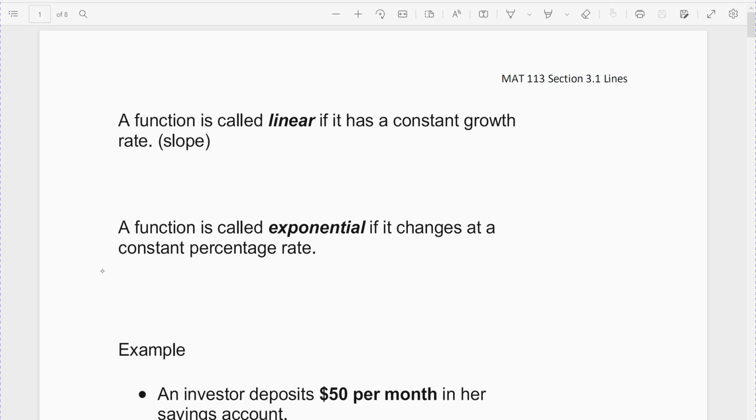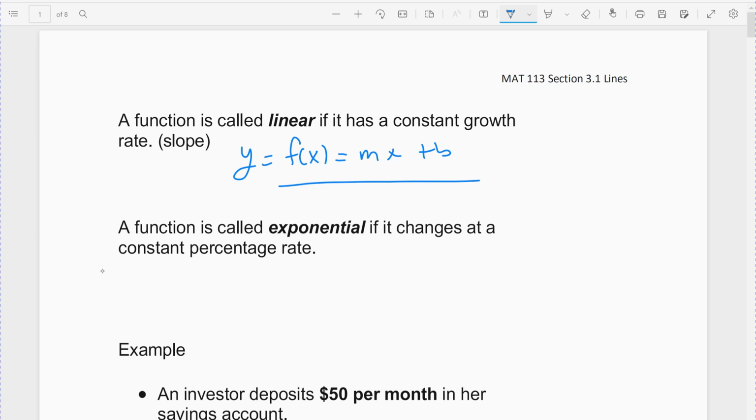When we talk about a linear function, a function is called linear if it has constant growth, meaning it has that constant slope. It can be put in the form y equals, in function notation, f of x equals mx plus b. So it has a constant rate of change, meaning for every x value I have the same growth, or the same decay if it's negative.